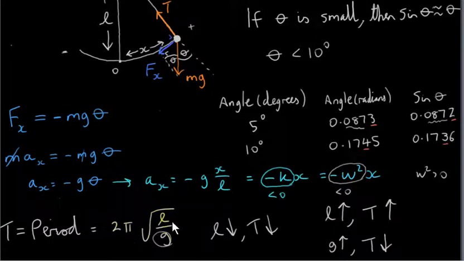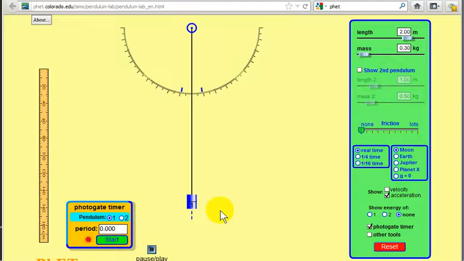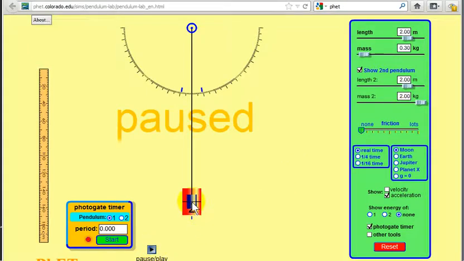As I said before, the period doesn't depend on the mass. M doesn't come into this formula for the period. So one way to see that, a nice way to see it, is to look at a second pendulum with a different mass. A second pendulum with the same length but a different mass. So make the length, say, 2 meters. But let's change the mass of the second pendulum. The mass of the blue pendulum is 0.3. So let's make the mass of the red pendulum 2 kilograms. It's much heavier.